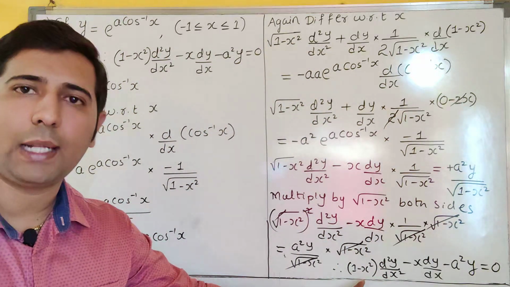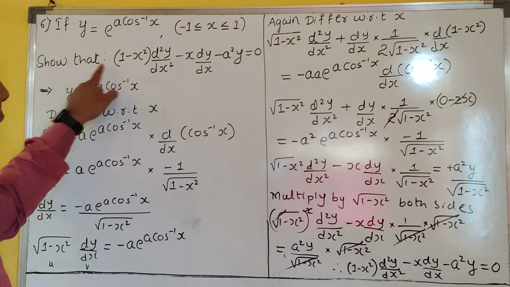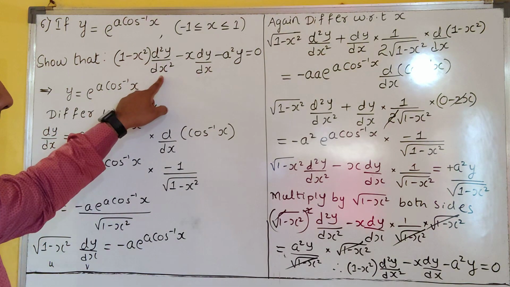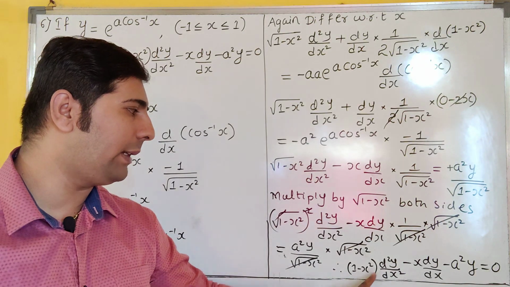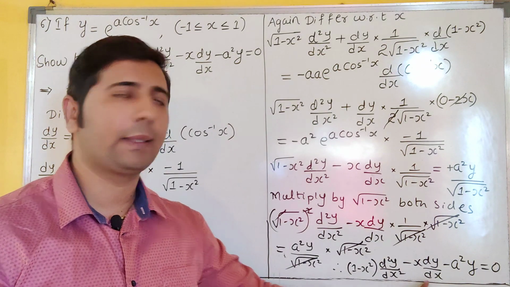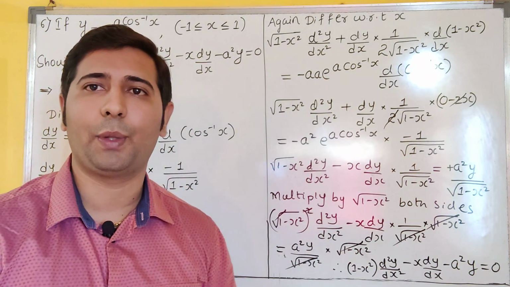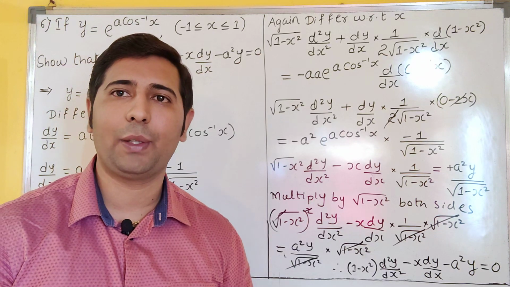Can you see what I had written? That is same to same what I had asked. Show that 1 minus x square d square y by dx square minus x into dy by dx minus a square into y is equal to 0. Hence proved. I hope you are understanding the video.